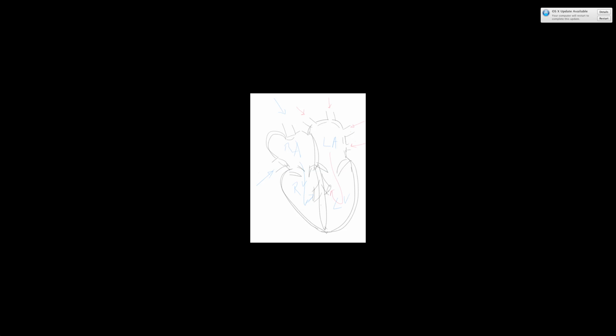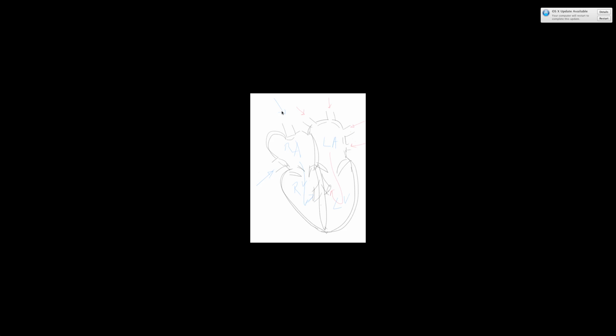Right atrium, RA, is connecting to RV through a 3-leaflet valve or door. It's called tricuspid valve. Left atrium is connecting through a bicuspid or 2-leaflet valve to the left ventricle. It's called mitral valve. Tricuspid valve, mitral valve. TV, MV.